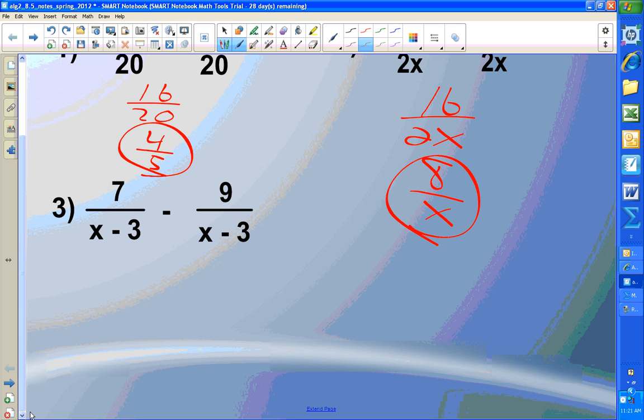Over? No need for you to do those problems. So -2 over x minus 3. With subtraction, you need to be extremely careful. When the second numerator is a binomial or a trinomial, you have to distribute the negative.